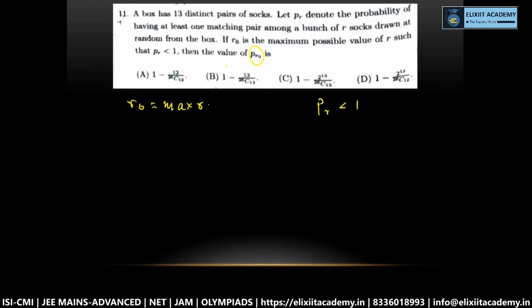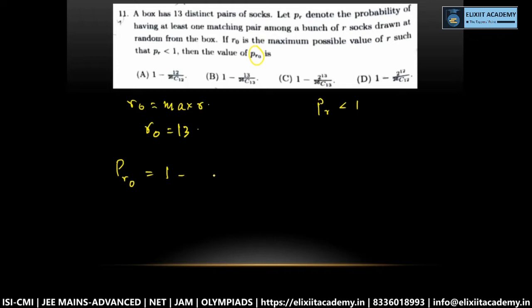Obviously, R0 can be 13, right? So basically, now we are asked to find P_R0. So how to find P_R0? P_R is the probability of having at least one matching pair among a bunch of R socks drawn at random. Right. So P_R0 must be 1 minus, since it's at least. So what we are going to find is P_R0 in this manner, 1 minus.